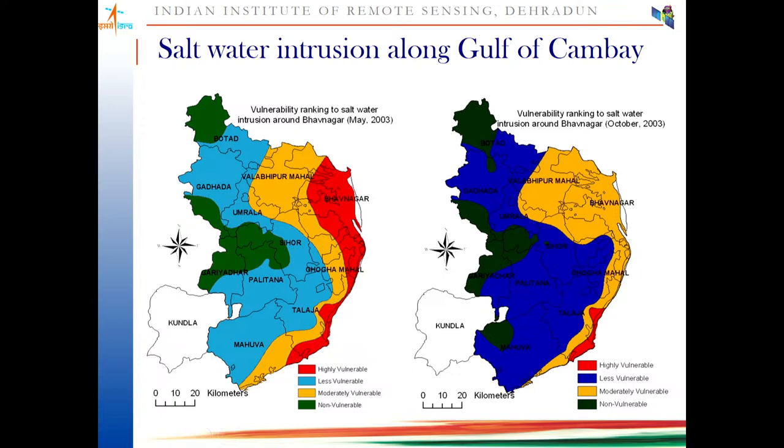Now, when we collected the same data and ran the model for October, the post-monsoon, you can see the highly vulnerable region is now restricted to only a few pockets. The inter-region areas are moderately vulnerable, the less vulnerable area has also increased, and at the same time a few areas which were earlier less vulnerable have become non-vulnerable regions. So pre-monsoon and post-monsoon scenarios are different. If you want to do this type of study, you should definitely do it in different seasons.